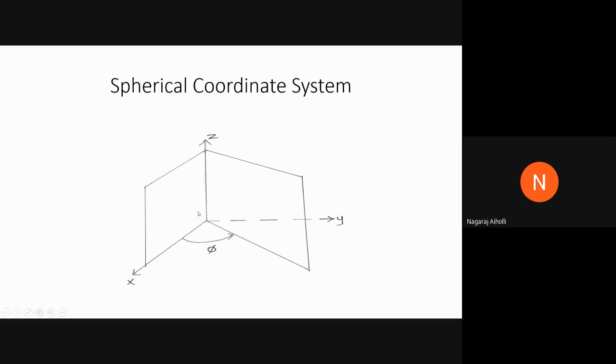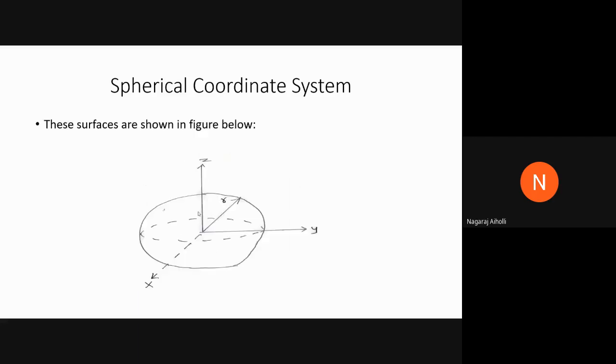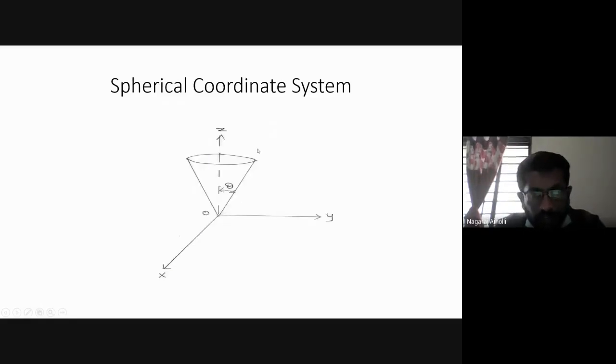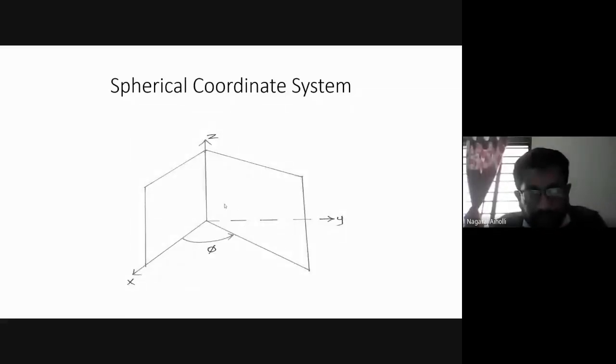Now, what is meant by all these figures? These are the coordinates which are used to define the spherical coordinate system. One is this circular surface with the radius r, the sphere. The next one is the right circular cone. You can take a part of the sphere, and it forms the right circular cone, right? And then it is subtending an angle theta. The third surface is the half plane, making an angle phi with respect to the xz plane. Okay.